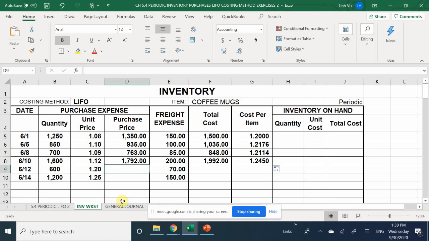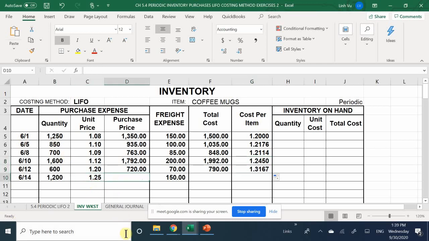And then on June 12th, we made a purchase of 600 items at $1.20, and my freight here is going to be $70. So what's my total purchase price here? Total purchase price is $720. Good. And then with the freight, it's $790. And then the cost per item is 1.316. Okay, all right.